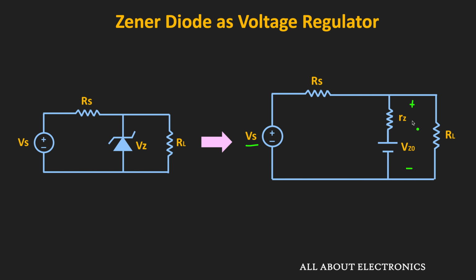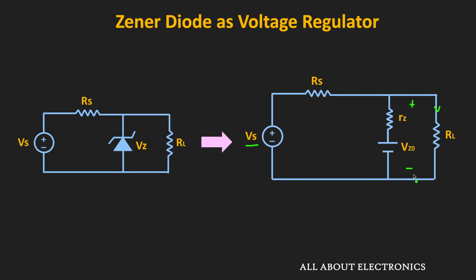So we can say that due to the series resistance of the Zener diode, when the source voltage changes or when the load current changes, the output of the Zener diode will also change, and the output across the Zener diode will not remain constant. So when we use the Zener diode as the voltage regulator, we will get a finite value of the load regulation and the line regulation.